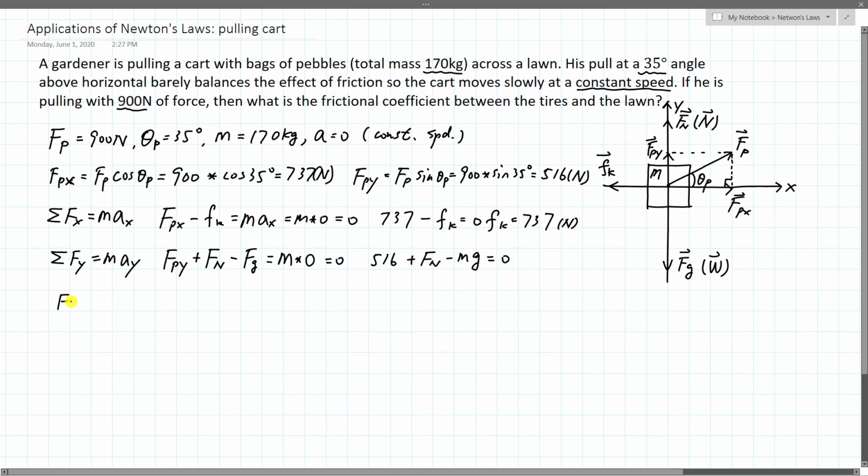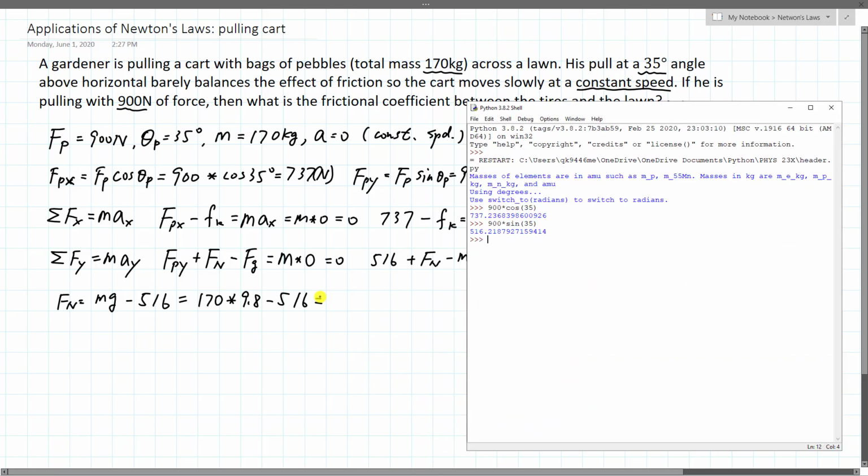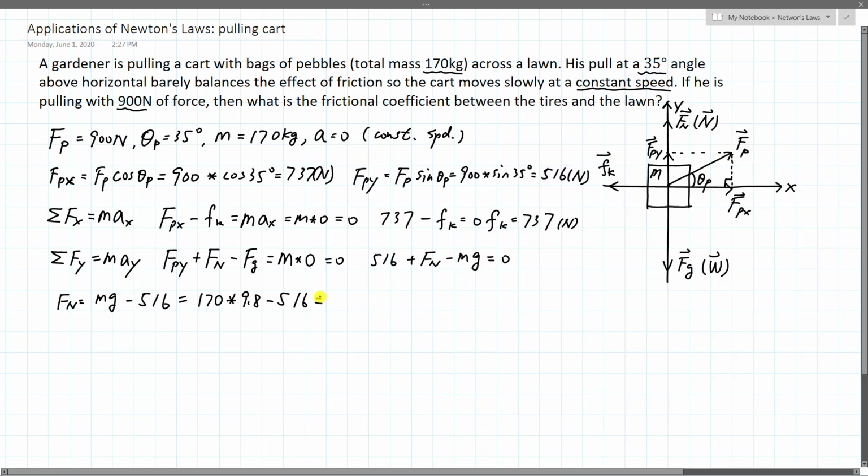So from here we can solve for normal force, which is the difference between gravity and this pole's y component. The mass is 170, gravitational constant 9.8, minus 516. Looks like we need our calculator again. Let's bring up the calculator. So 170 times 9.8 minus 516. So we have 1150. Okay, so now we have the normal force.